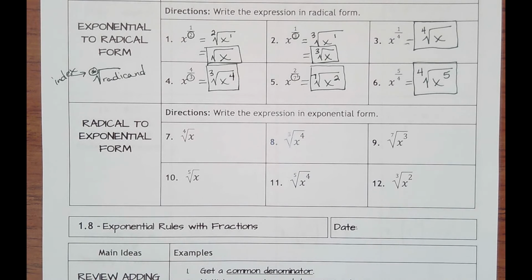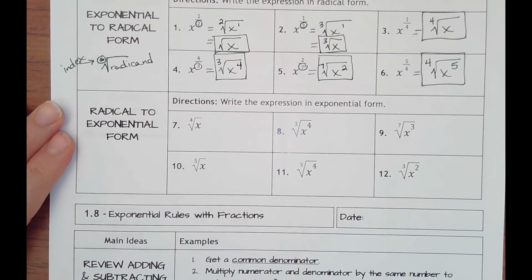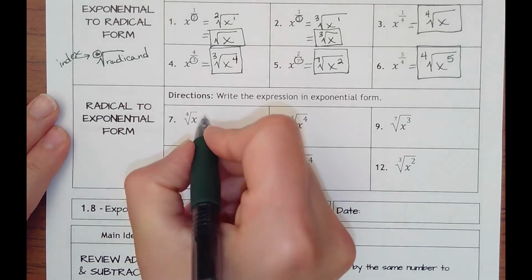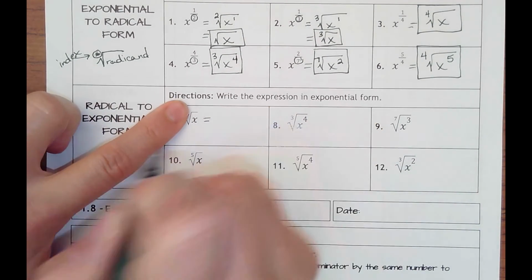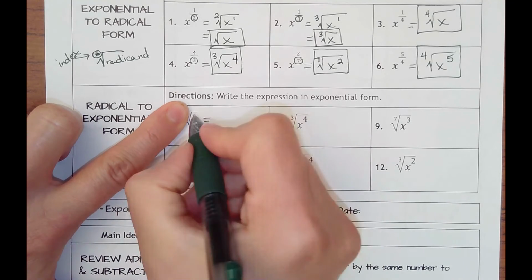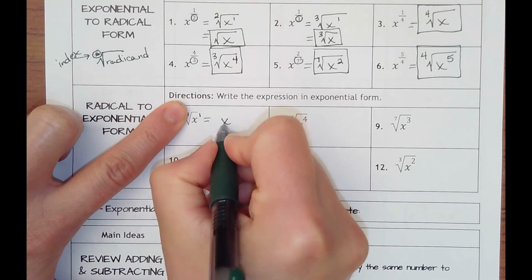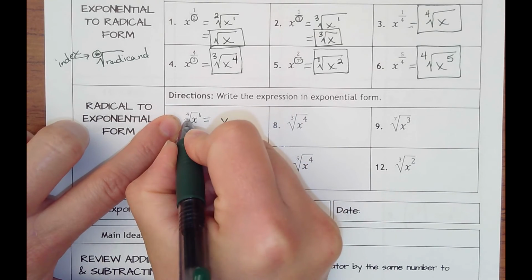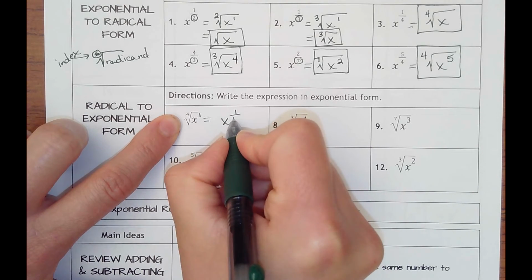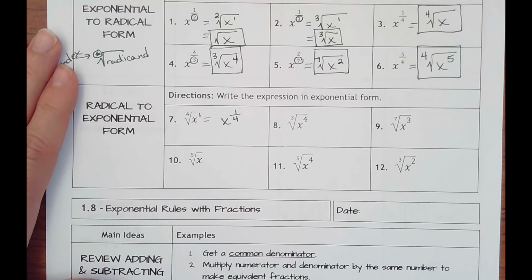All right, now we're going to go backwards, or the opposite way. We're going to start with the radical and then end up with an exponent. So if I have a 4th root of x, I always look and see what power x, or this radicand, is to. It's to the first power. So I would say it's x to the 1 over its index. So this would be x to the 1/4 power.